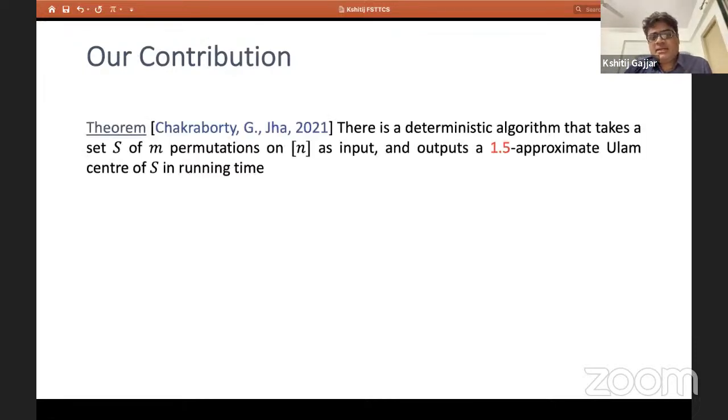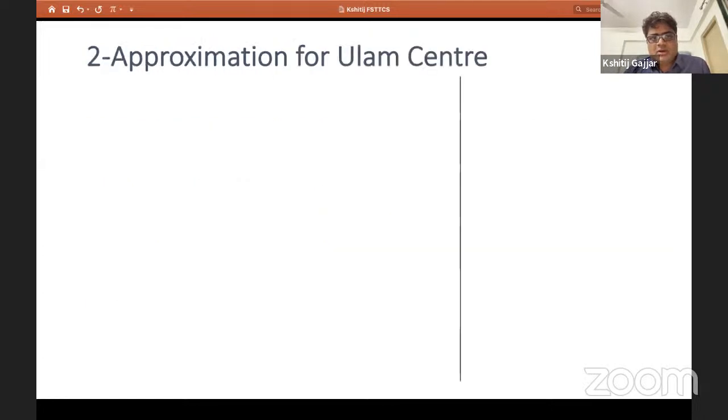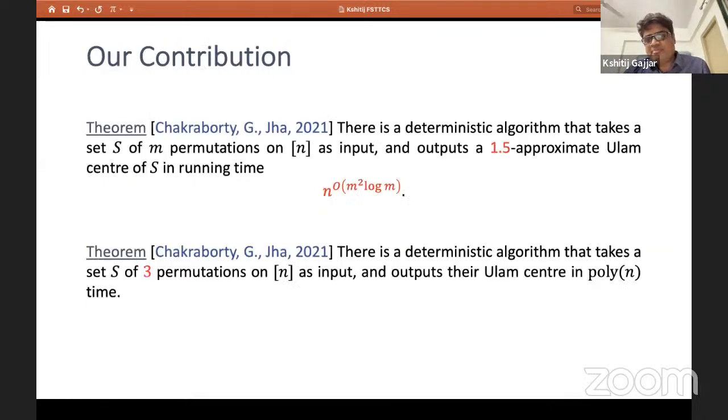So this brings me to our contribution. We show that you can't find the exact Ulam center, but you can have a 1.5 approximation of it in this amount of time. Notice that if the number of given permutations, that is m, is a constant, then our algorithm runs in polynomial time. And if the number of given permutations is 3, then we can find it exactly. So for 4 and higher, we still don't know what's the correct answer. So we provide a 1.5 approximation.